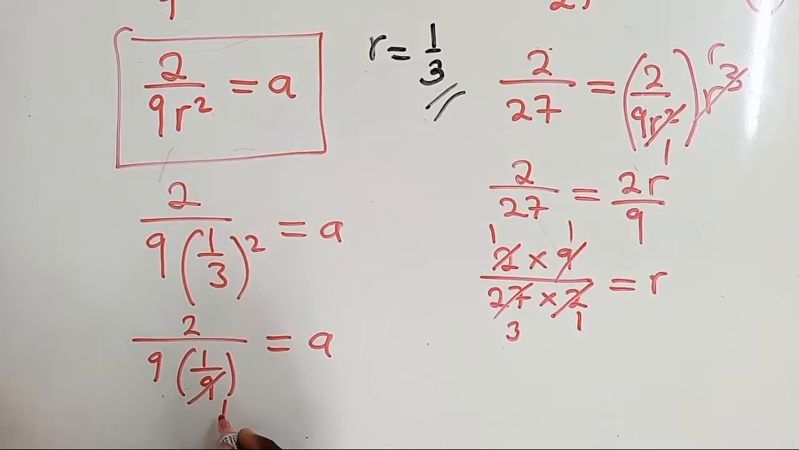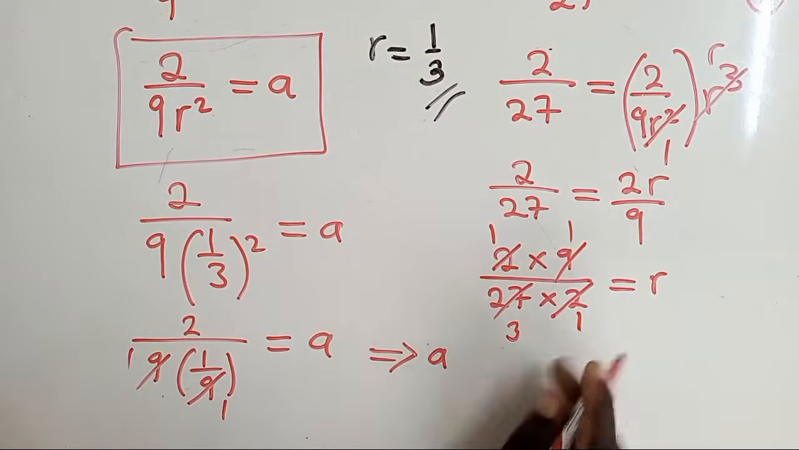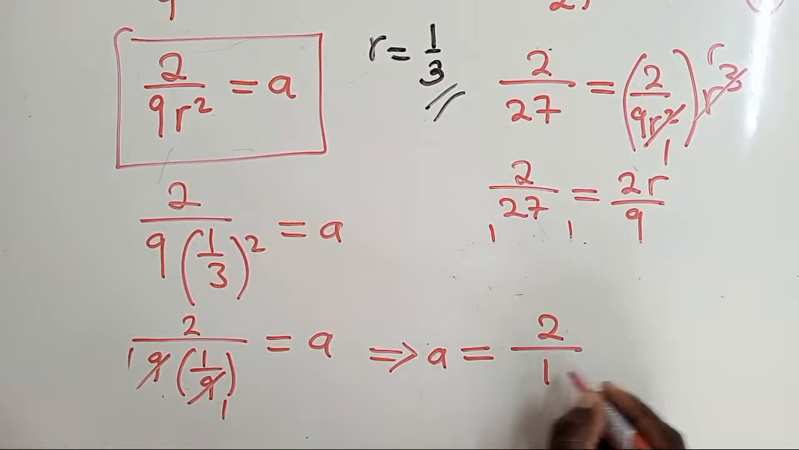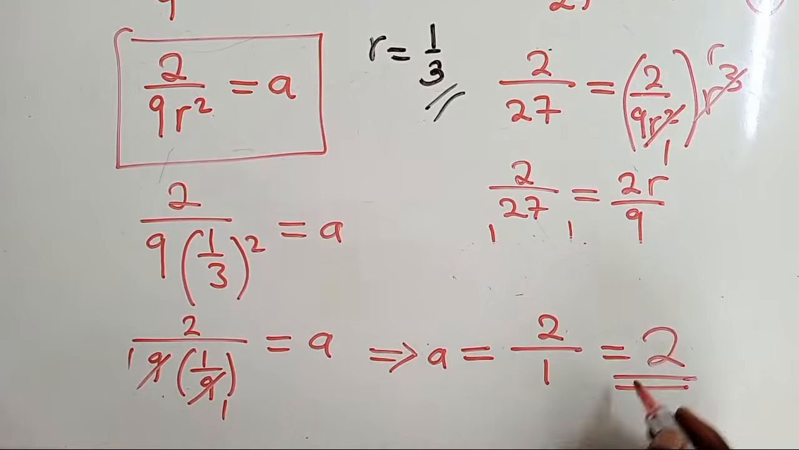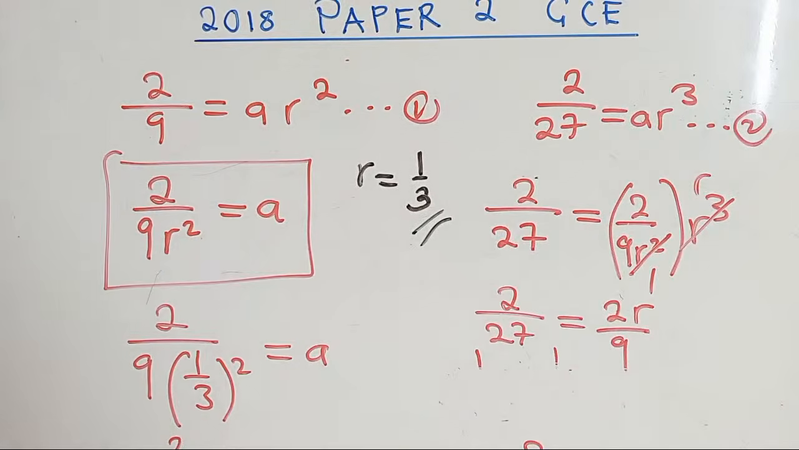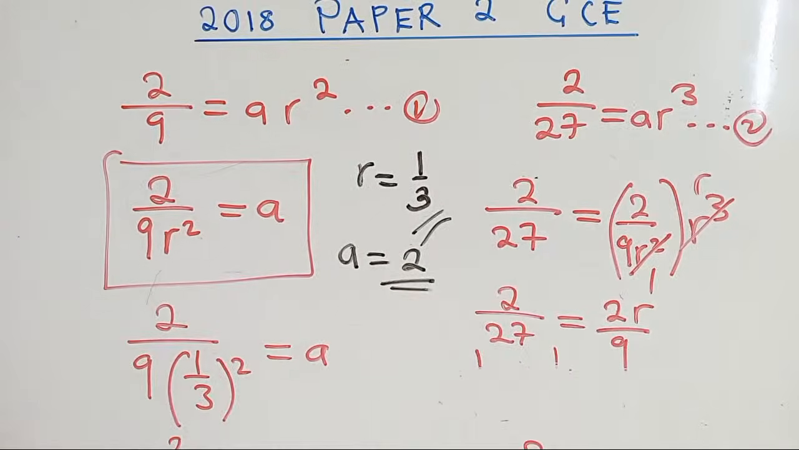And this 9 into 9, 1, into 9 there, it's 1. So here you just have the 1. It will be a is equal to 2 over 1, which is just a 2. So our a is a 2. So I found our a to be equal to 2, our r 1 over 3.